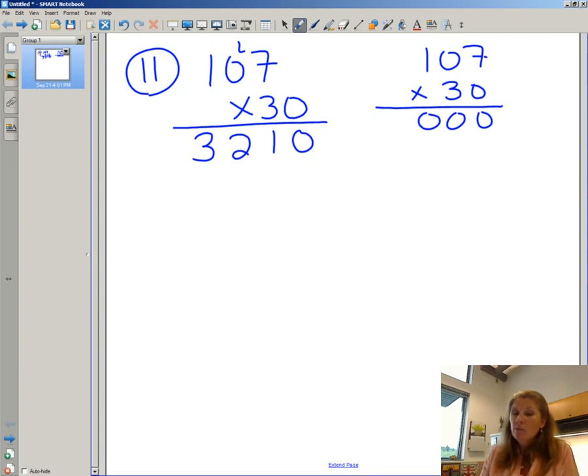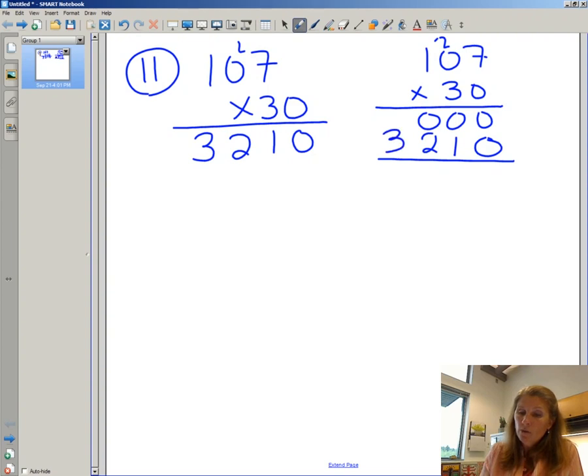Then I would say multiplying by 3, however, the 3 is actually a tens place, so it's a 30, so then I put my 0 down. 3 times 7 is 21. 0 plus 2 is 2, and 1 times 3 is 3. Now when I add that together, I get the same answer. So it's nice to not have to do a row of zeros.